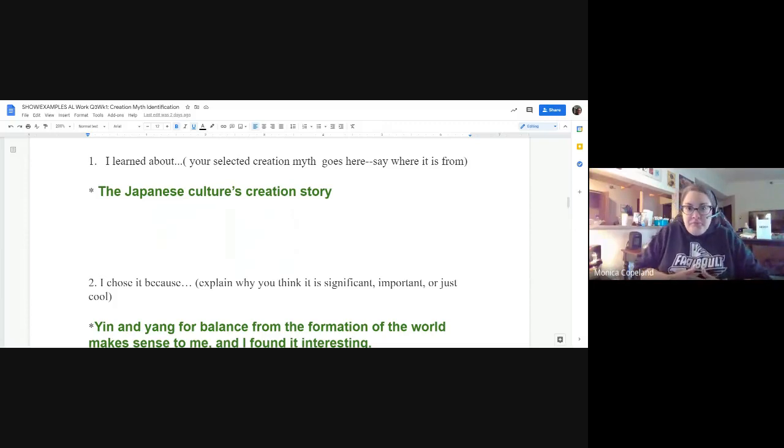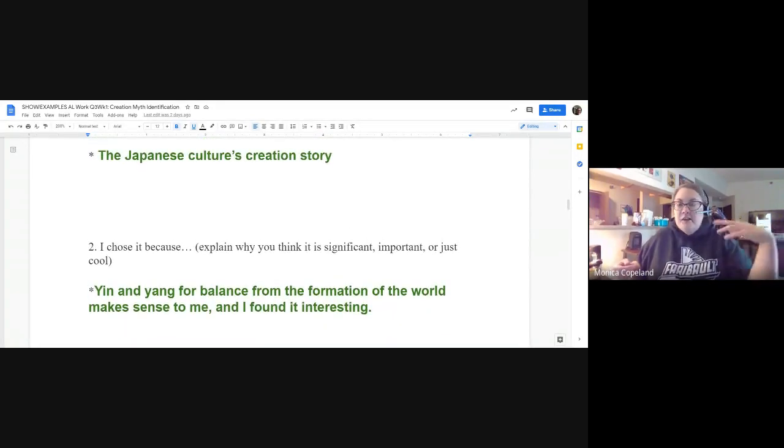So number 1, first you talk about a creation myth that you learned about. You could either talk about World on the Turtle's Back, which we'll show in a moment, or you can talk about the clips from that blue slide. I chose the Japanese culture story because I found it most interesting. So I write right here, Japanese culture's creation story. You could also write something like story from Japan.